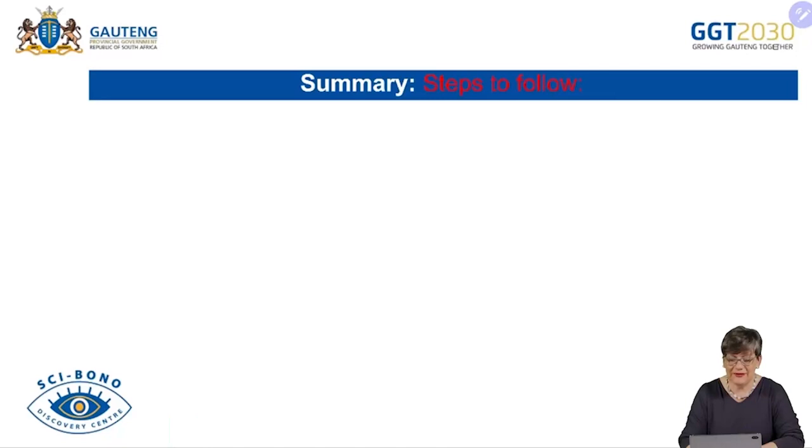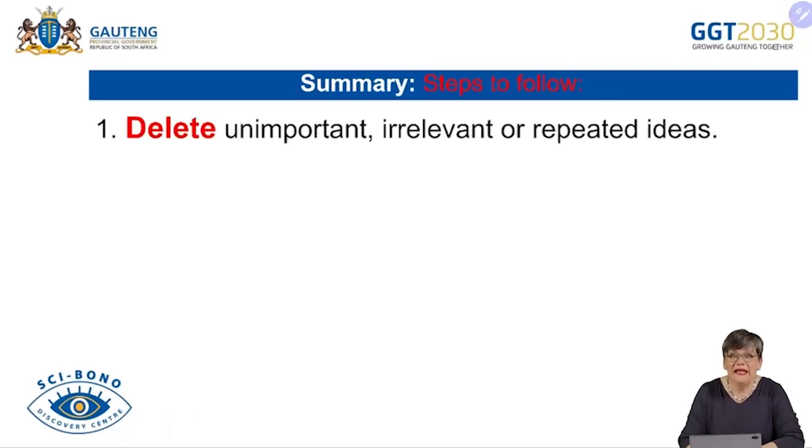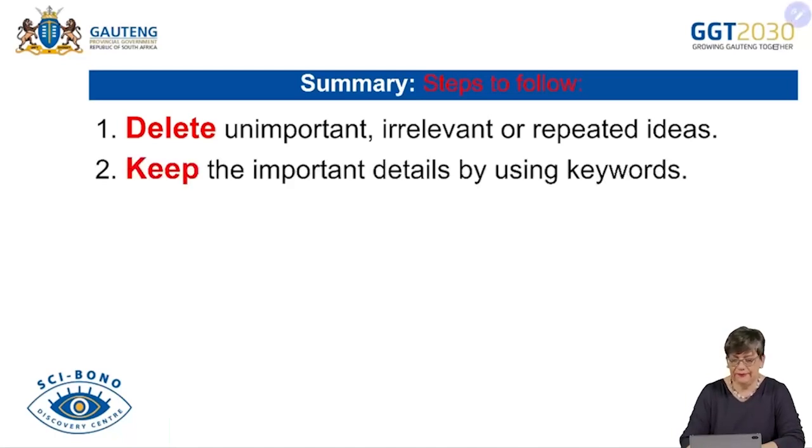Now, here are the steps. Delete. Read and delete anything that is not part of your topic. Now remember, you wrote your topic in the beginning of your page. So now you can see whether any of these sentences that you're reading is really part of what you have to do. And if it's not part of a summary, delete it. Keep the most important sections. Write it down as your rough planning.